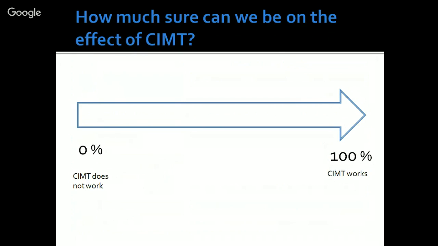Now, whenever we are going to take an intervention and try to apply it, we need to be sure that the intervention will work. That can be looked upon in this probability line arrow, which you see over here. If the probability says 100%, it means that constraint induced movement therapy works definitely, and it will produce a benefit for all the people for whom we are applying. On the other hand, if the probability is 0%, then it means that CIMT does not work. It means that if you provide CIMT to patients, they will not improve.